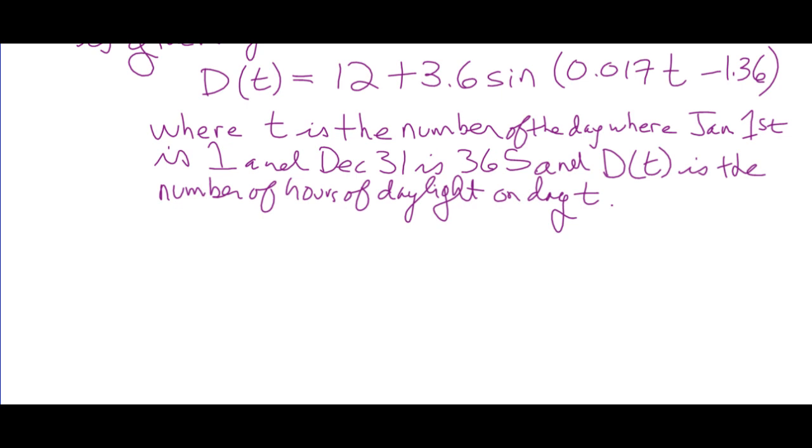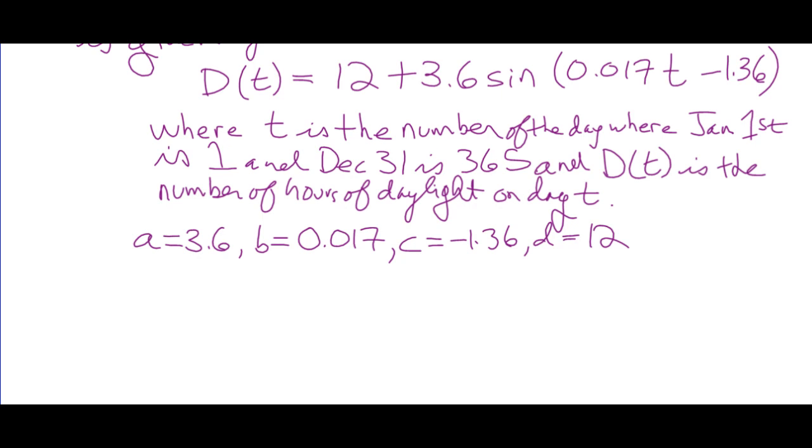Well, the first thing we should do, if we're going to do sinusoidal equations, is identify A, B, C, and D. So what's A? 3.6. What's B? 0.017. What's C? Okay, it's negative 1.36. If you don't get that right, you're going to throw your shift off. And what's D? 12. So it's written a little bit differently than we've seen before because it leads off with the D value, right? So it's 12 plus, and then the rest of the equation, the A sine BX plus C.